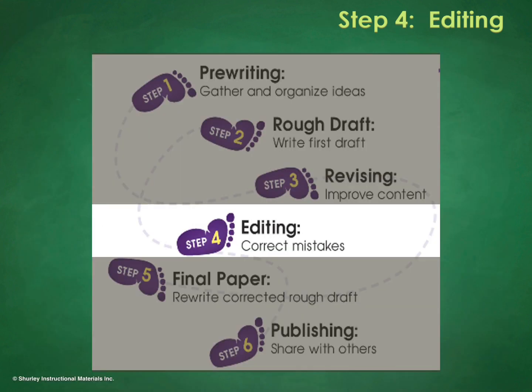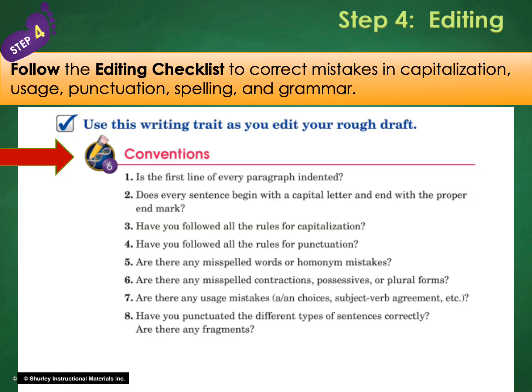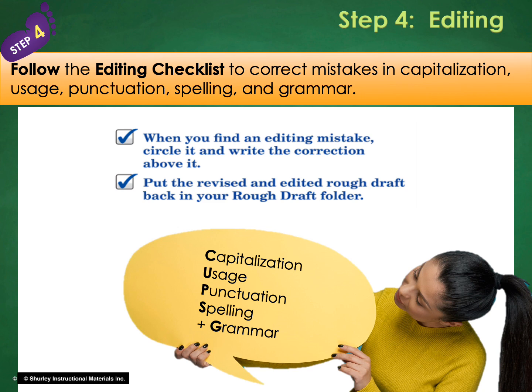After revision, students will move immediately into Step 4, editing the rough draft. During editing, students will learn to correct mistakes in spelling, grammar, usage, capitalization, and punctuation. Students will follow the editing checklist to correct mistakes in the conventions of writing next. Of course, conventions are one of the effective traits of writing. The conventions include capitalization, usage, punctuation, spelling, and grammar. When students find an editing mistake, they will learn to simply circle it and write the correction above it.